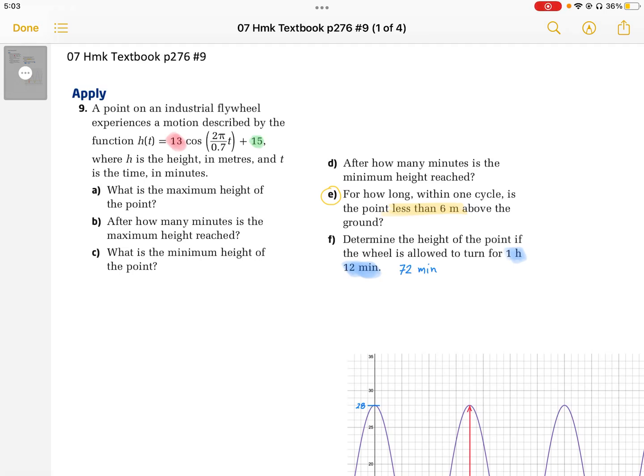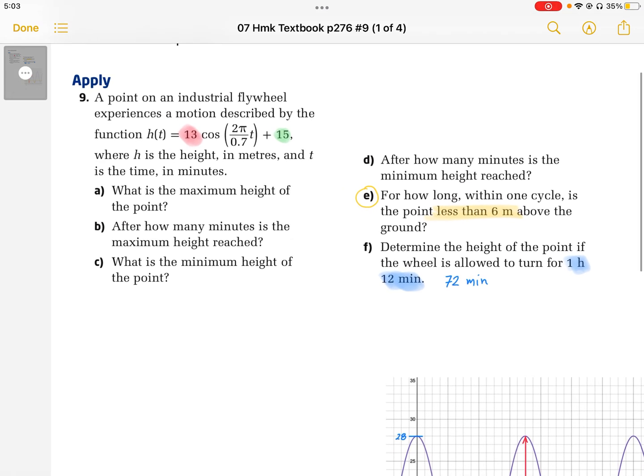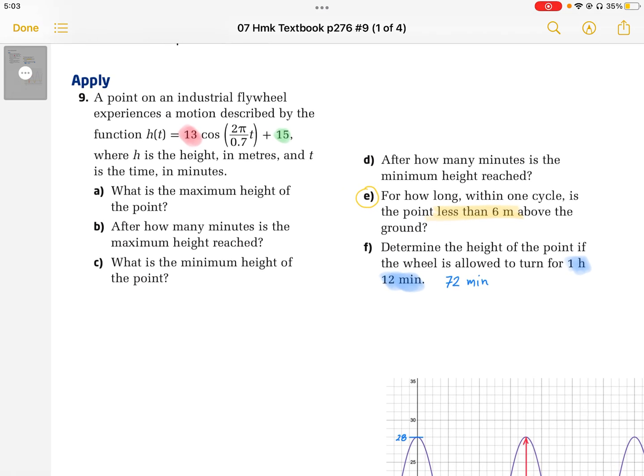Question number 9 on page 276 says a point on an industrial flywheel experiences motion described by the function h, where h is the height in meters and t is the time in minutes. So part A asks, what's the maximum height of the point?